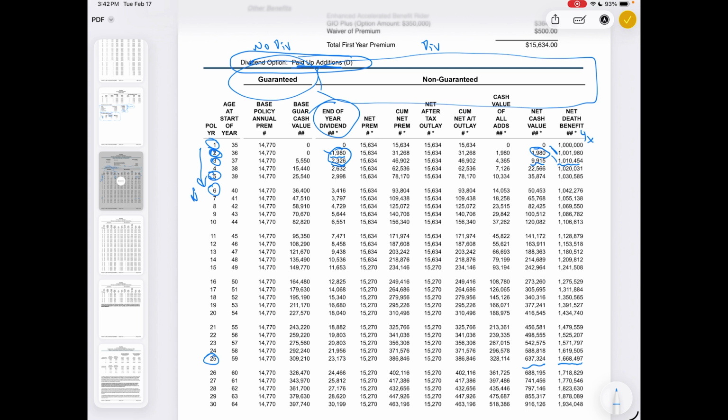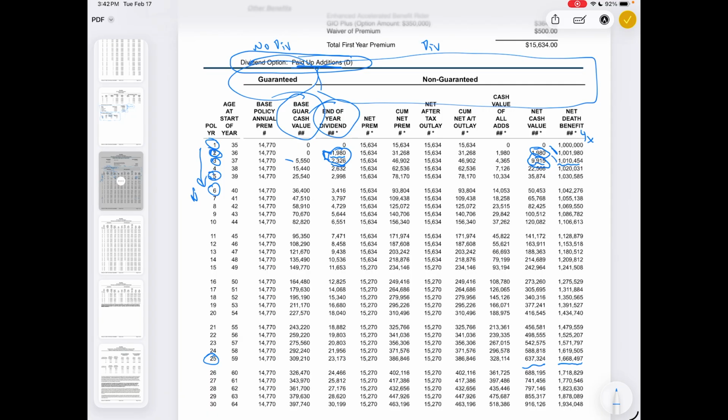But how do we get to $9,915 when we've definitely not received anywhere close to that amount of money in dividends? The answer comes from this guaranteed cash value column. Notice that it has gone from 0 to $5,550 in year 3. The total cash value of the whole life policy is simply the guaranteed cash value accumulation plus any accumulated cash value created by paid-up additions.